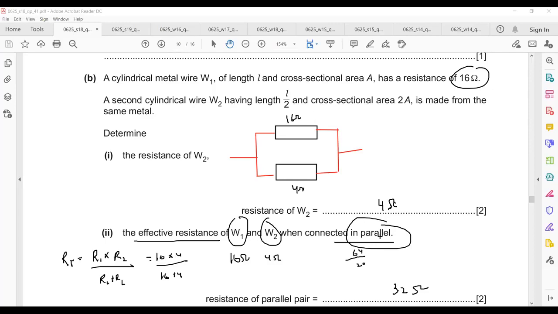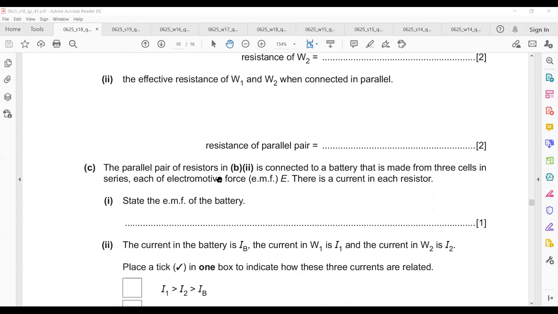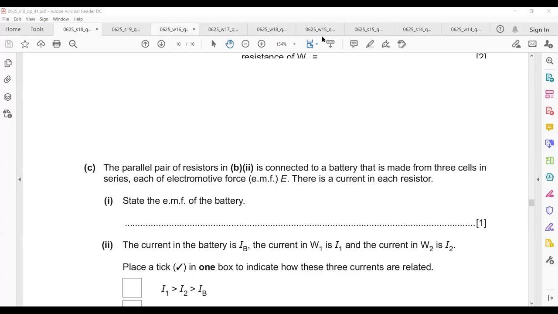B2. The parallel pair of resistors are connected to a battery that is made up of 3 cells, each with an EMF or voltage E. So if 3 cells are there, each has a voltage of E, like 3 cells, each of voltage EMF E. This one is E, E and E.